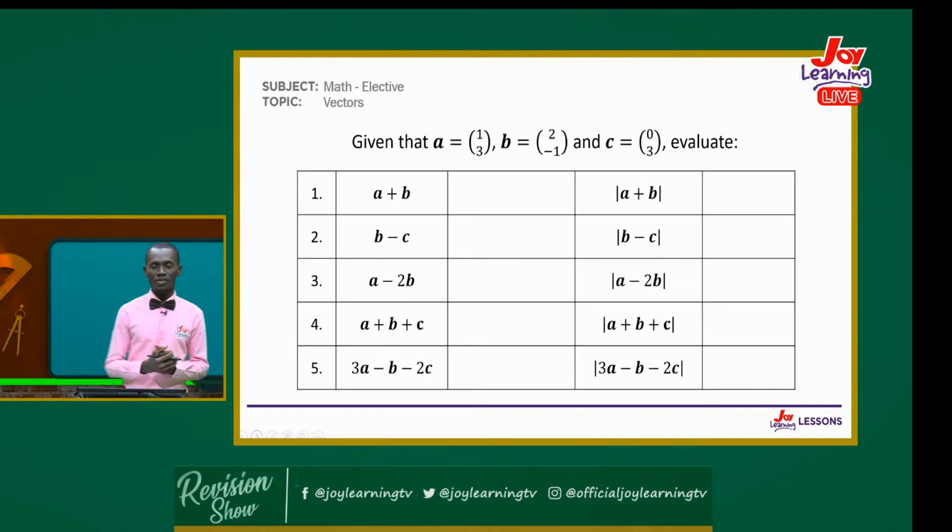So we can do a lot of evaluations here. Unfortunately, we cannot solve these questions, but if we had A as 1 on 3, B as 2 on negative 1, and C as 0, 3, we could do a lot of evaluations. You can add A to B, take C from B, take 2B from A, add A to B to C, and a whole lot of different manipulations. Since you can add, subtract, and multiply a scalar, the scalars are these negative 2 and 3 and negative 2. Since we can do all of those things, we can do all of this summation. And then on the other side, we are required to find the magnitude. That's the reason for these two lines. So when you have found the vector itself, then you can say this squared plus this squared, square root. And your answers will look like this.